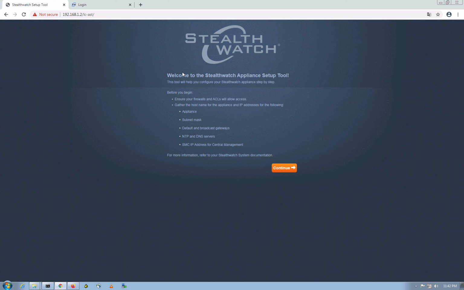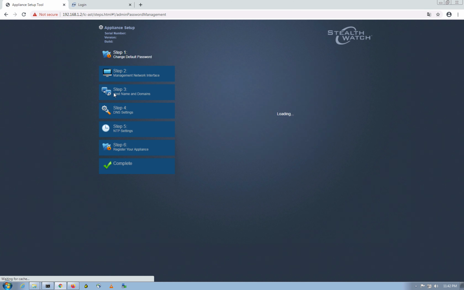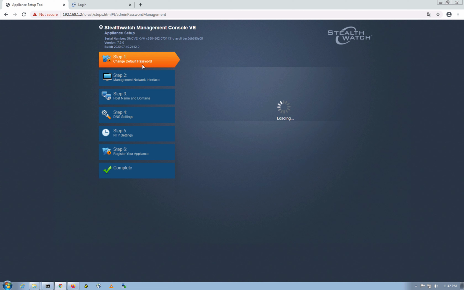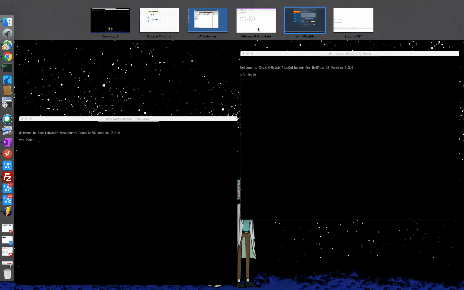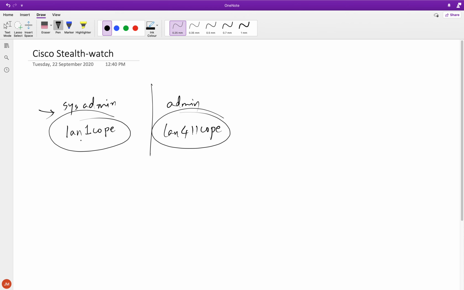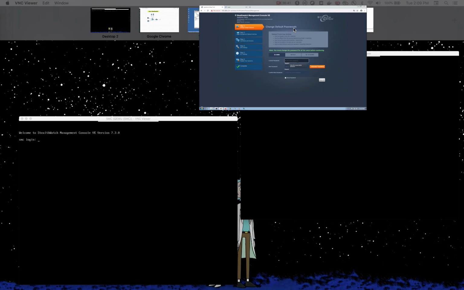So this is the page it drops you on. It's called the appliance setup tool. Let's say continue and configure it. Step number 1, I believe, is going to tell me to change the password, because we have the default passwords. So we'll have to change that. Remember, for admin, the current password is LAN 411 COP, and for sysadmin it is the same. So let's do that.